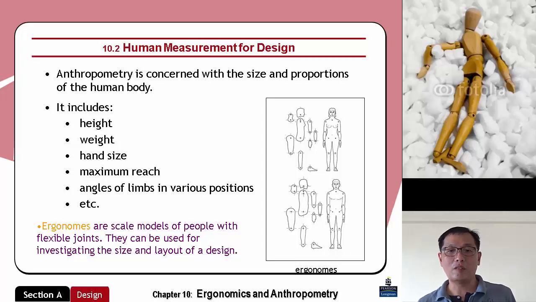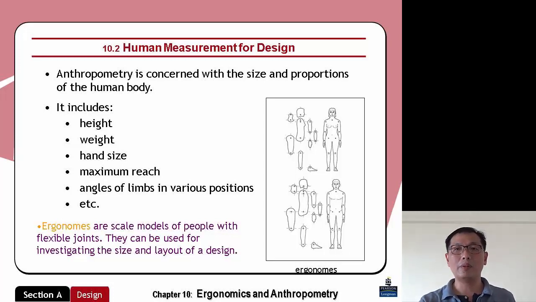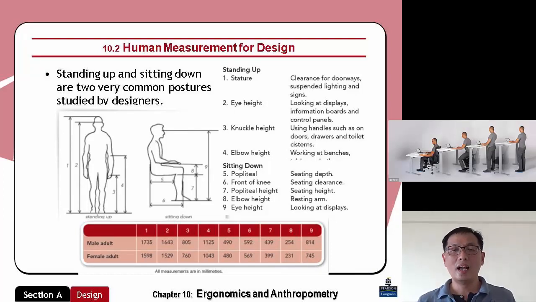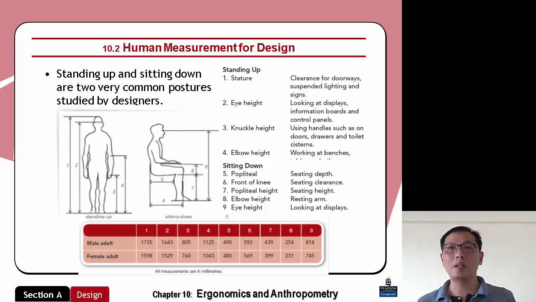Ergonomes are scale models of people with flexible joints. Okay, they can be used to investigate the size and the layout of the design. So later on, maybe in your project, we may be using one of these ergonomes to help you in your design. Alright, sitting down and standing up are common postures, and these are studied, and we have tables, and there are references to what is meant by standing up and sitting down, and there are tables there for you to refer to.